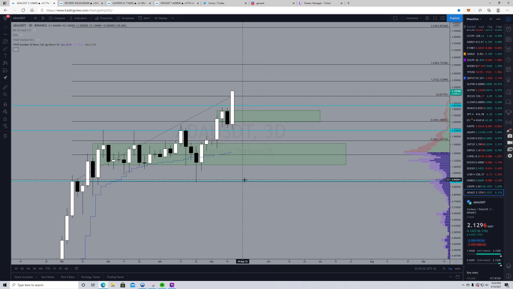If I get lucky, I can put stink bids down in this area along this blue horizontal, and maybe get lucky and pick something up that way.